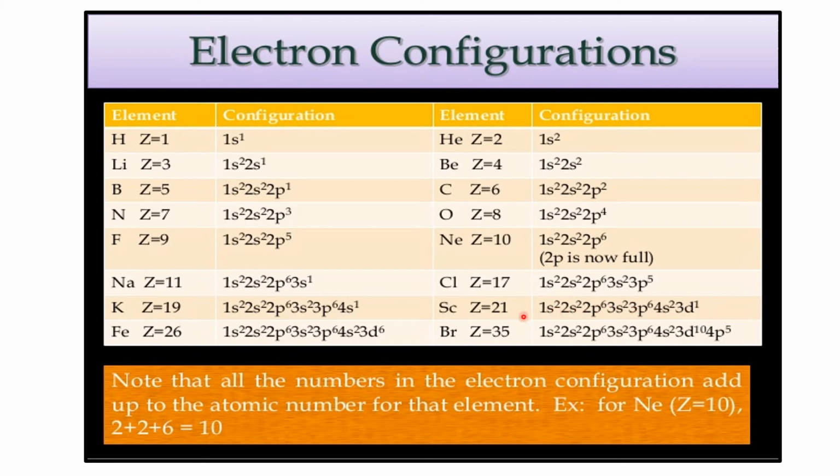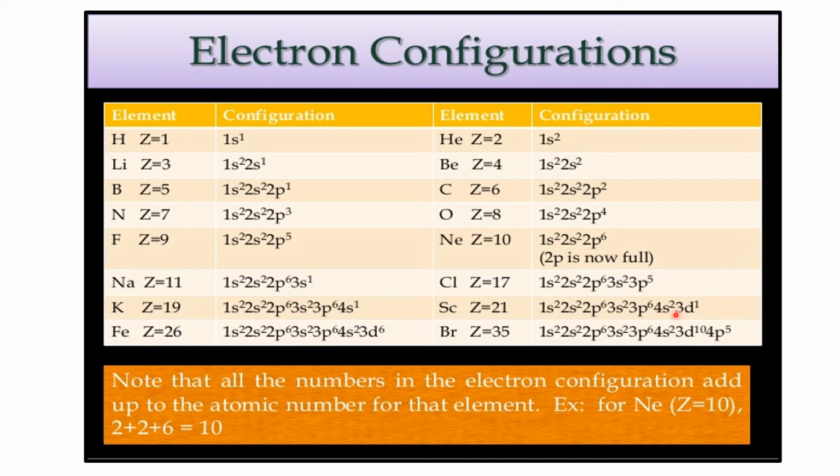For example, atomic number 21, so add the number of electrons present in 1s, that is 2. Next, plus 2, 2 plus 2, 4, 4 plus 6, 10, plus 2, 12, 12 plus 6, 18, 18 plus 2, 20, 20 plus 1, 21.